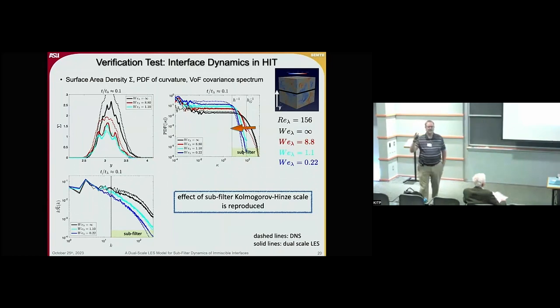So this is the impact of essentially the Kolmogorov-Hinze scale: if you increase surface tension, you filter out, you take out small-scale corrugation. In this case, that happens in the LES entirely on the subfilter scale. So it entirely has to be reproduced by the model, and the model is able to do that quite well.